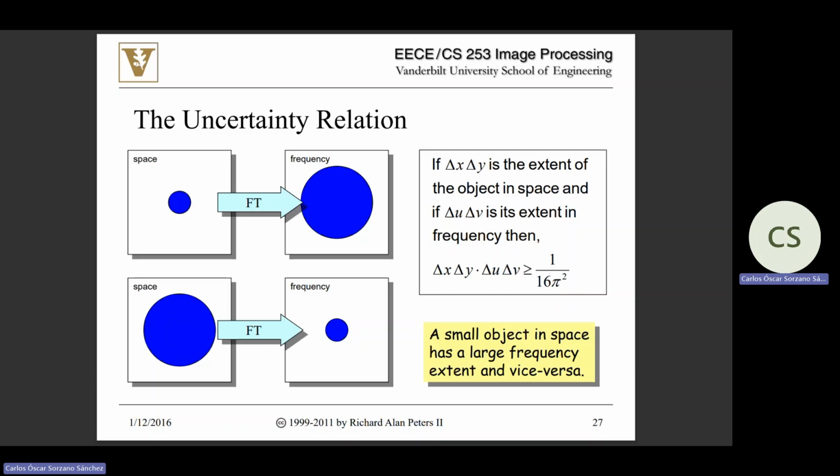Okay, so then we have this uncertainty relationship. The uncertainty relationship says if something is relatively small in real space, in frequency space it will be wide. If it is wide in real space, then in frequency space it will be narrow. And there is some lower bound of how the support of this and this relate, but we don't care about that specific bound.